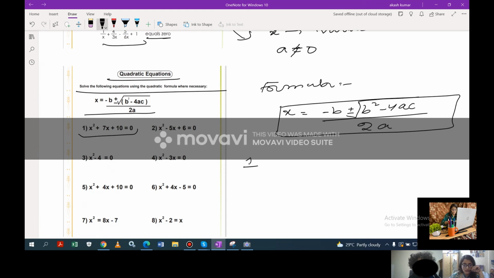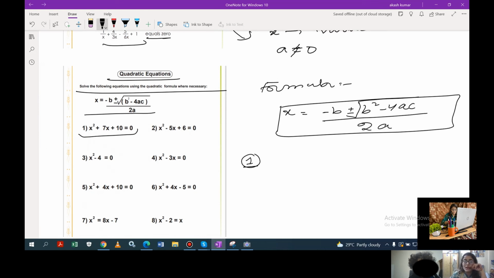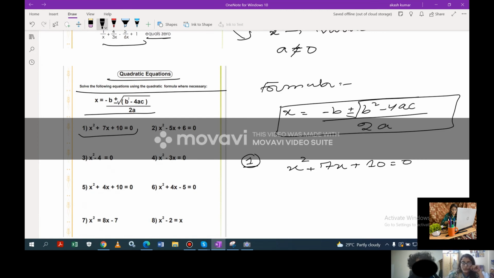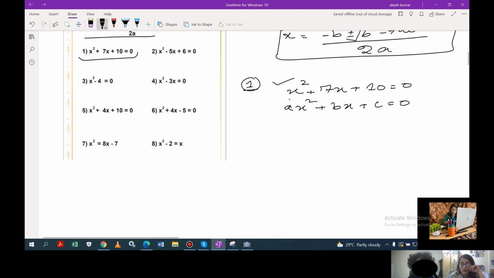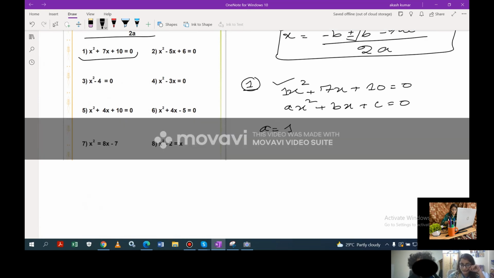So let's solve question number 1 and try to understand more in detail about quadratic equations and the formula. x squared plus 7x plus 10 equals 0. If we compare this equation with the generalized equation, ax squared plus bx plus c equals 0, that was our generalized equation. So our a value is 1, because we have nothing with the x squared. So a is 1. What is the value of b?